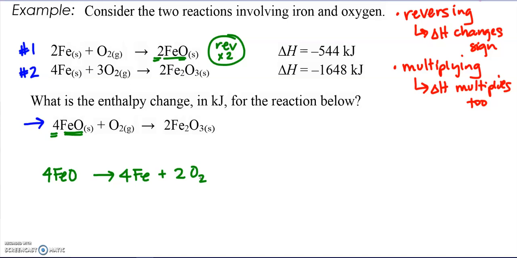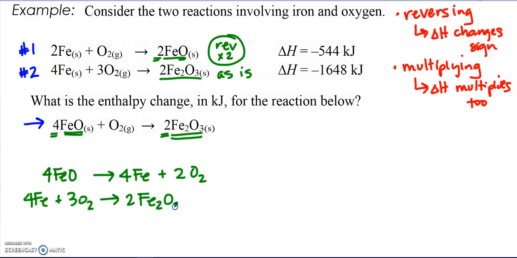Now let's look at some other things. Oxygen is in both reactions. I'm not going to mess with that. I'm going to hope that just works itself out, but I'm going to look at this one right here. It says Fe2O3 and 2 of them. That's exactly what I have here, so I'm just going to leave this one as is. I'm just going to rewrite it down here by this one: 4 Fe plus 3 O2 makes 2 Fe2O3. And if you've noticed, I've lined up my yield signs because now I'm going to look at this and add these together. I'm also going to write on what the delta H's are as I change these.